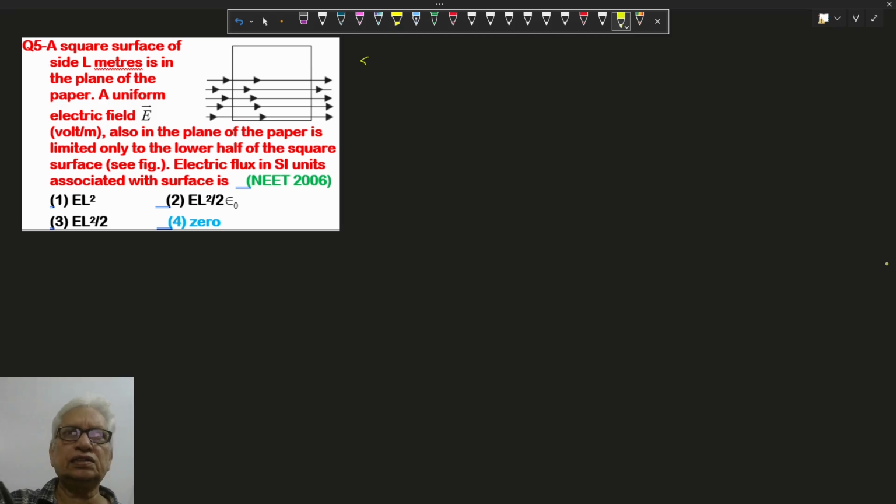is correct. In this question, the square surface of side L is like this, and the lines of force are moving like this.